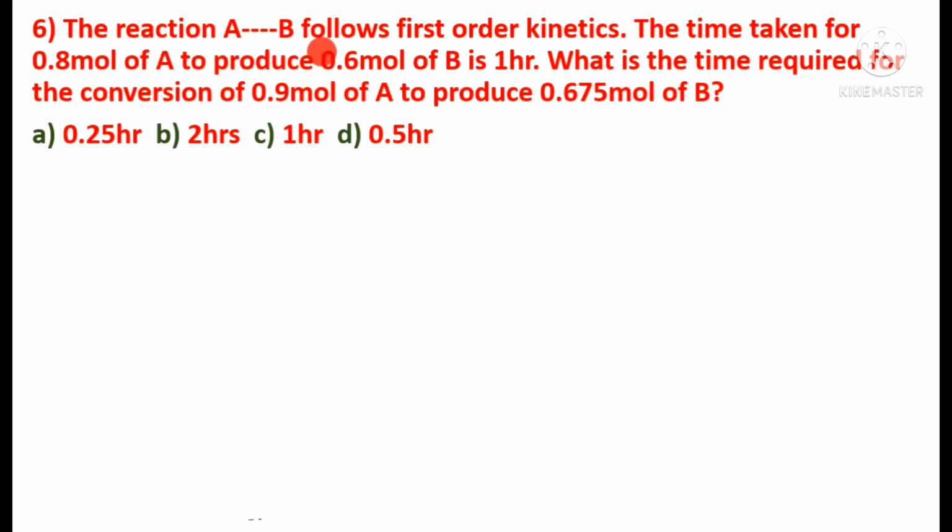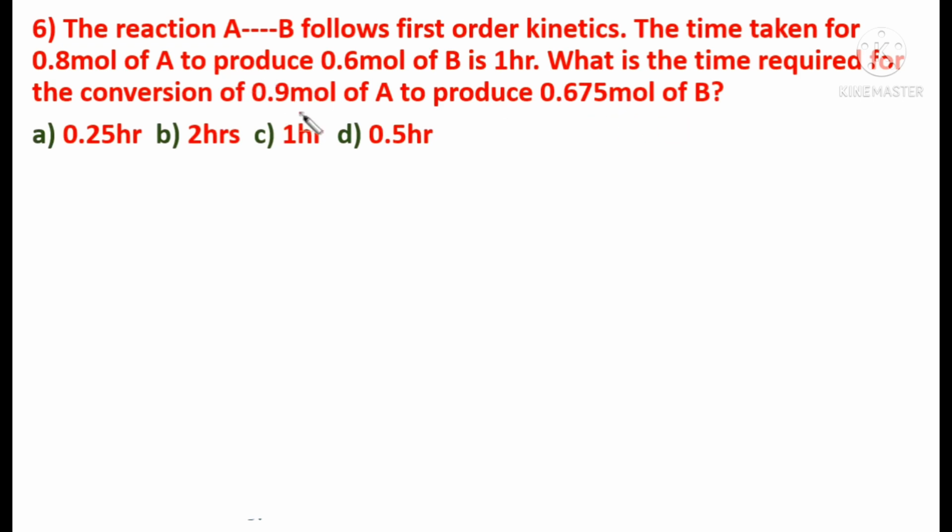The reaction A to give B follows first order kinetics. The time taken for 0.8 mole of A to produce 0.6 mole of B is 1 hour. What is the time required for the conversion of 0.9 mole of A to produce 0.675 mole of B? See, in this problem, two sets of data were given. The first is that 0.8 mole of A is getting converted to 0.6 mole of B in 1 hour. And they are asking you to find out the time taken for the conversion of 0.9 mole of the same A to 0.675 mole of B.